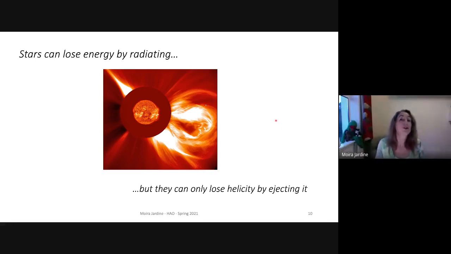So stars can lose most of the energy that comes out of a magnetic field by radiating it away. So radiation will allow the star to lose energy, but the only way the star can lose its helicity is by ejecting it in coronal mass ejections. So there's a huge body of work involved in looking at the state of the sun's magnetic field and the coronal mass ejections that it produces.